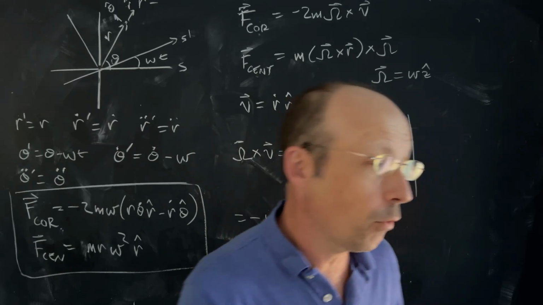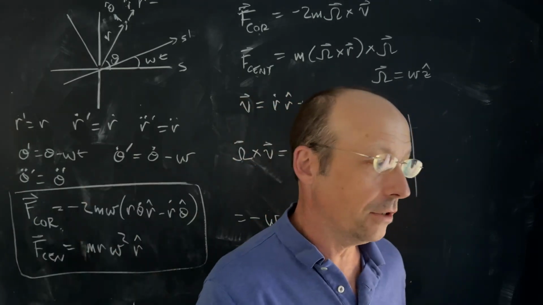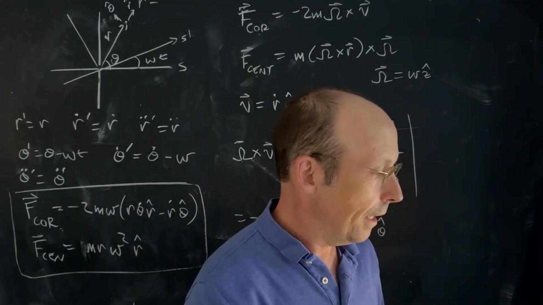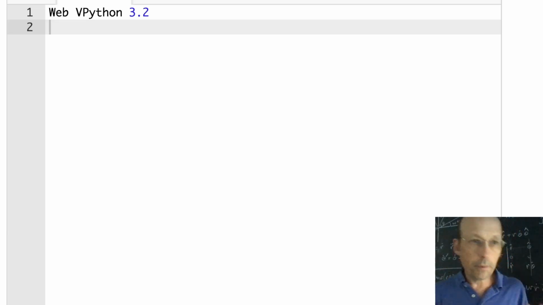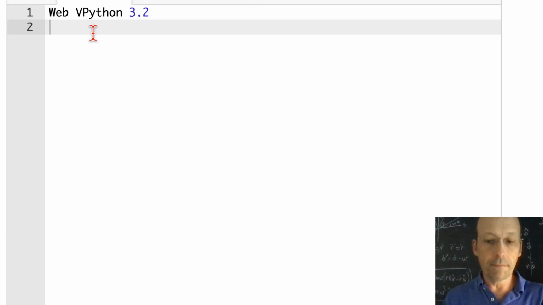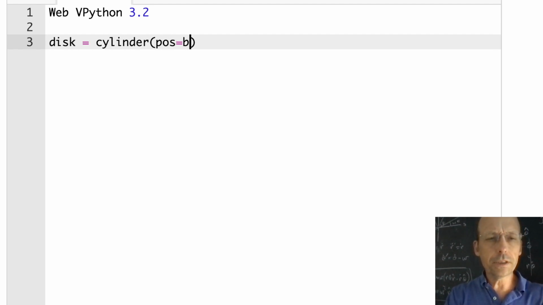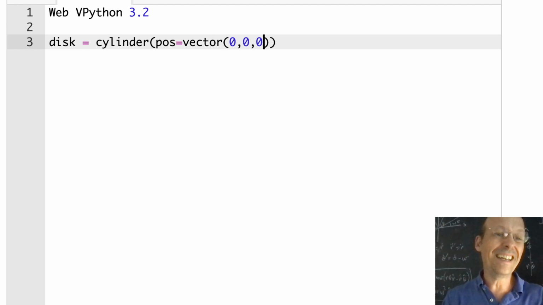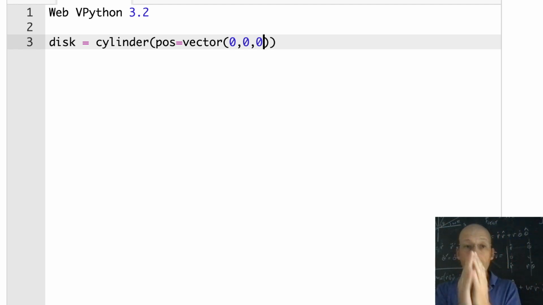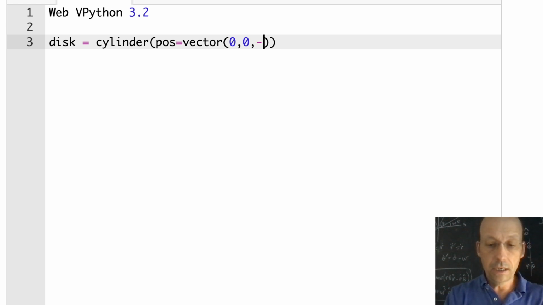So let's jump over to WebVPython. Let's just build this from scratch and let's have a fun time doing it. That's the important part. So I'm going to use WebVPython. Let's just get started. I'm going to make just a disk just to pretend like that's my thing. Disk, it's going to be a cylinder. Position is going to be vector 0, 0, 0. It's at the origin. No, I'm going to put it down. I'm going to have up and down as the y direction. So let's shift this down negative 0.1 just for sake.